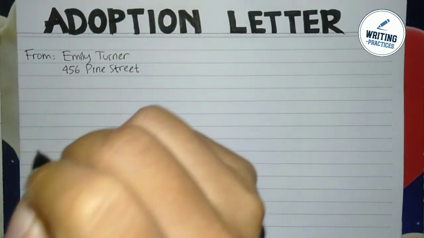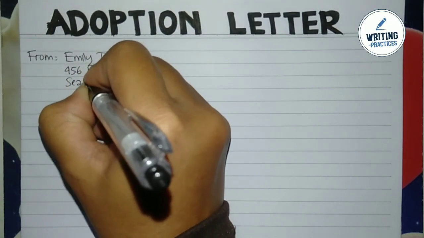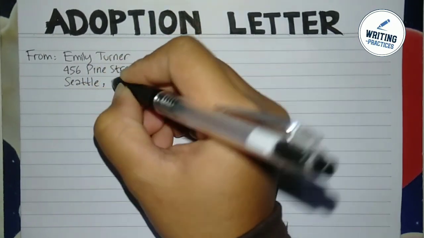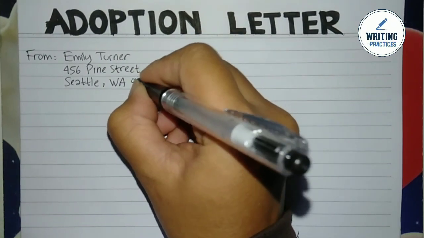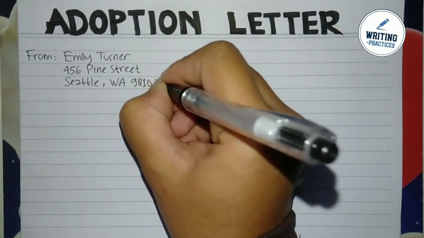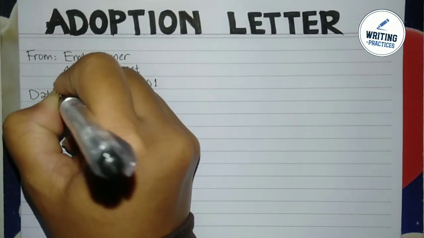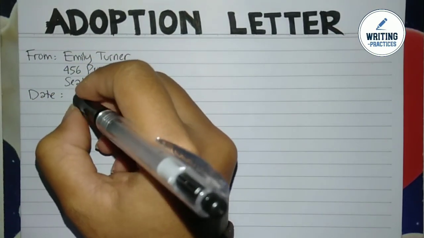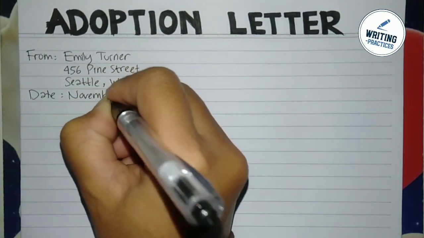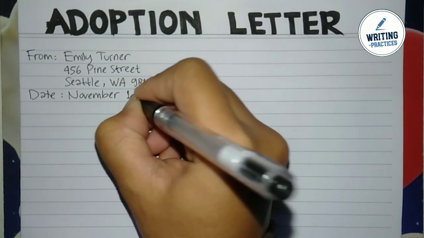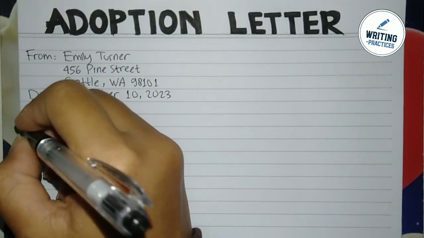It serves as a formal acknowledgement of the adoption, outlining the legal responsibilities, rights, and obligations of the adoptive parents and, in some cases, may include information about the child's background, name changes, and other pertinent details related to the adoption. Adoption letters are often an integral part of the adoption documentation process, ensuring that all parties are aware of and consent to the adoption arrangement. Here, Writing Practices will show you how to write an adoption letter step by step.